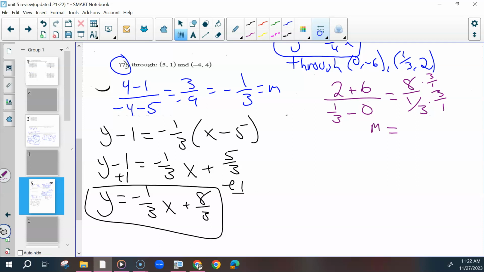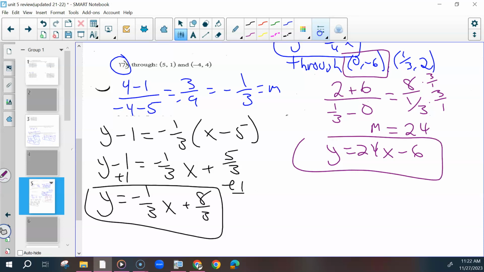What is our new slope? 24. Are we given a y-intercept? Because we are given our y-intercept, we don't have to solve. Y equals 24x minus 6. Done.